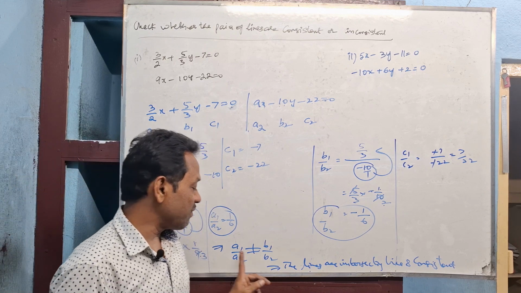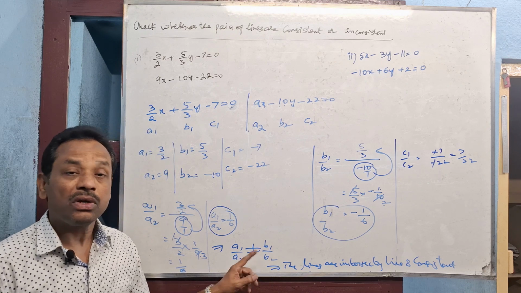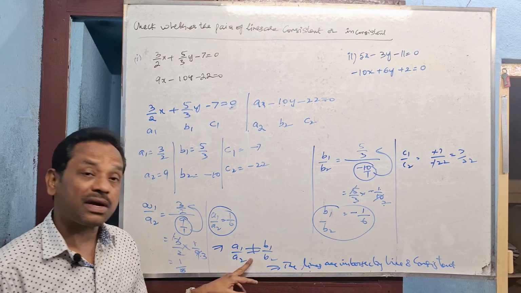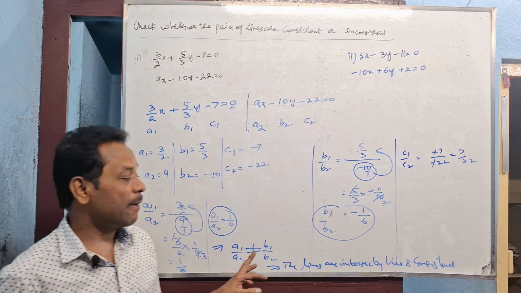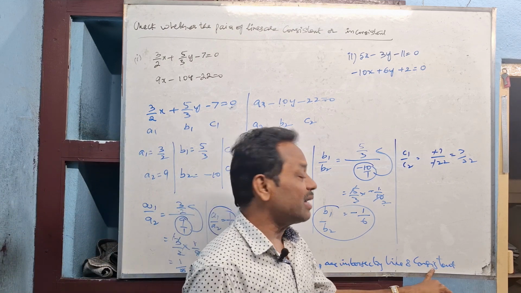So this condition says that the lines are intersecting lines. If the lines are intersecting, they are consistent.